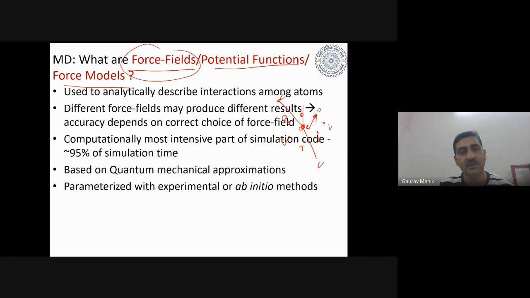This is based on some quantum mechanical approximations, and it is parameterized with certain experimental or ab initio methods, which I'm not going to go into detail because that becomes a completely different area of discussion. But we're just going to understand, in simple terms, what the force field means and what the different types of force fields are which are available and used.